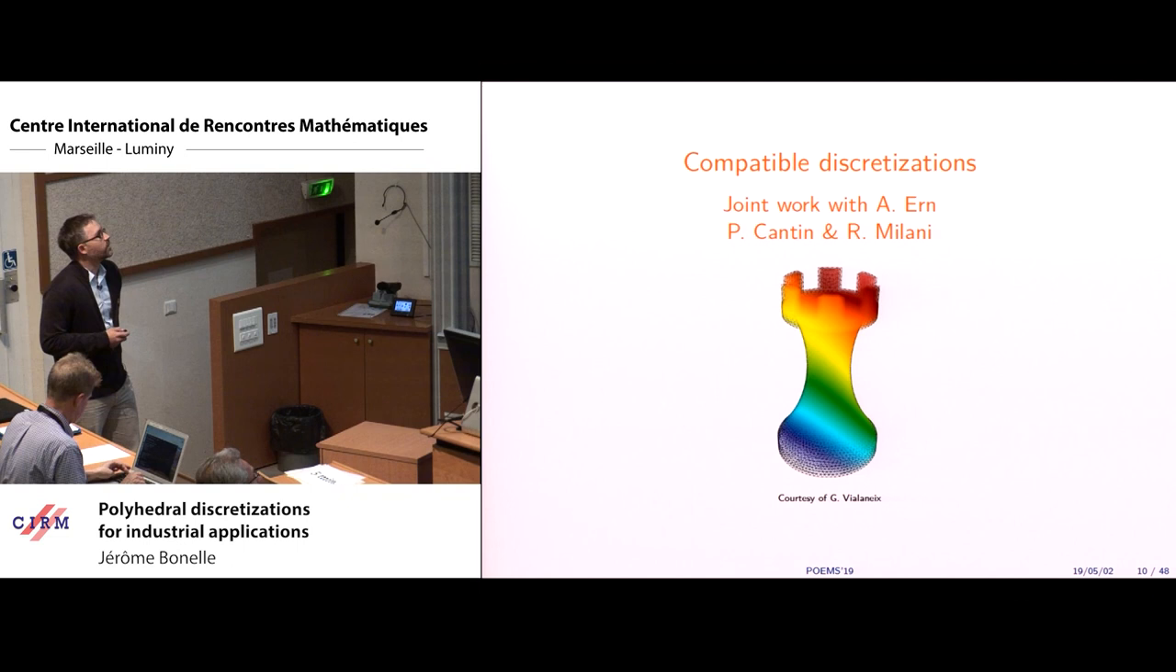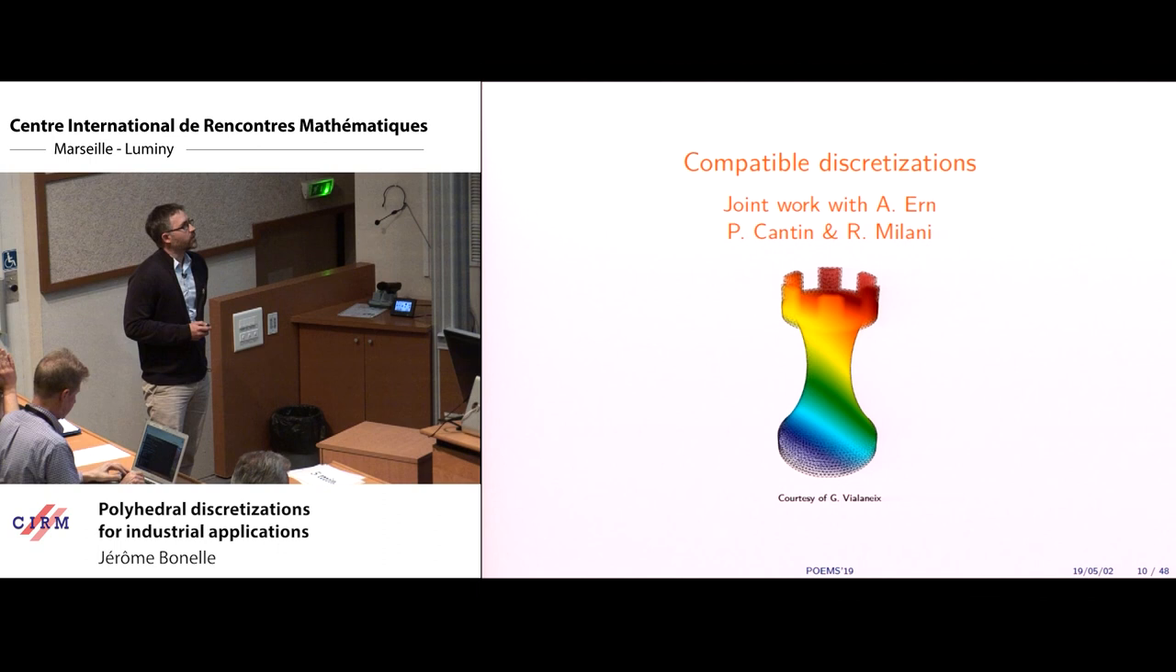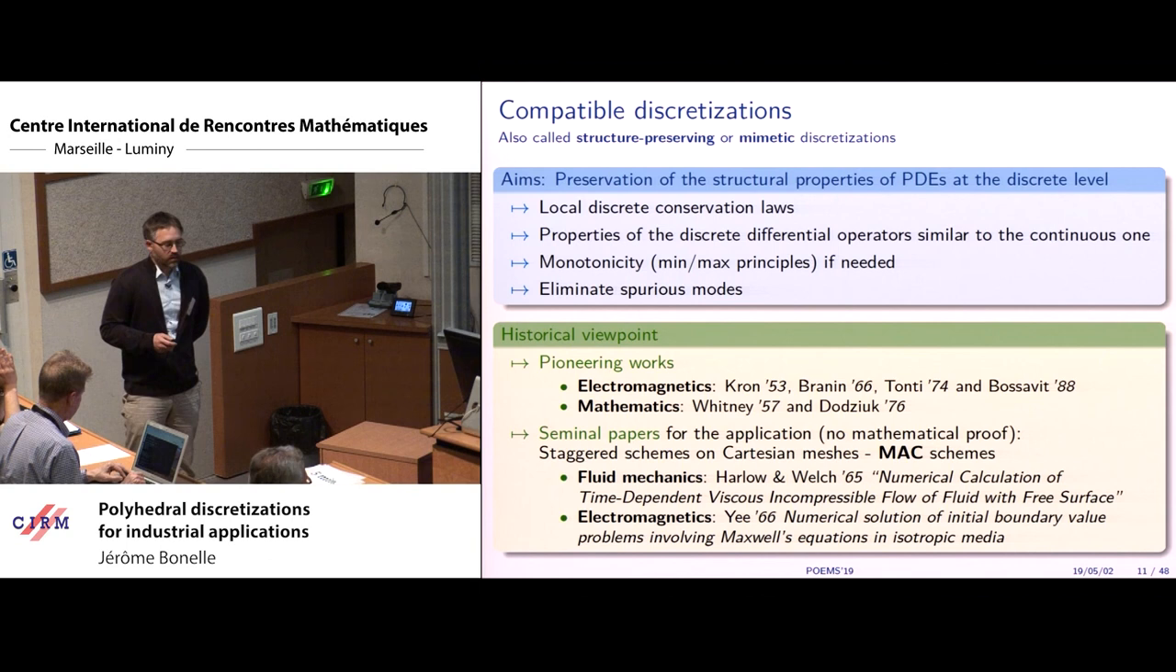So, I will now talk about compatible discretization, and this is a joint work with Alexandre Ern and a former PhD and a current PhD, Pierre Quentin and Riccardo Milani. So, what are compatible discretizations, also called structure preserving or mimetic discretizations? The aim of such discretizations is to preserve the structural properties of the PDE at the discrete level. That means to keep a local discrete conservation, get a right representation of the differential operators at the discrete level, to keep the monotonicity and to eliminate all the sources of spurious modes. So this is the aim.